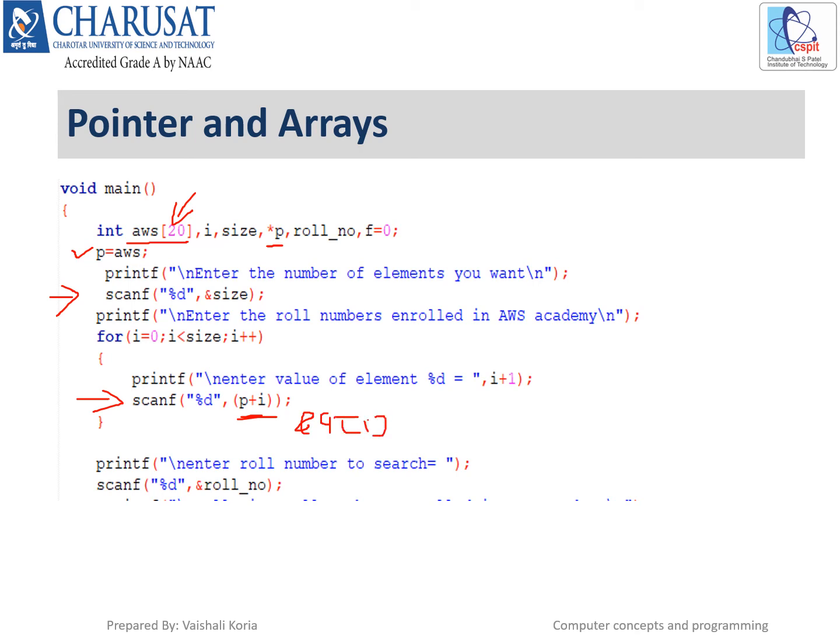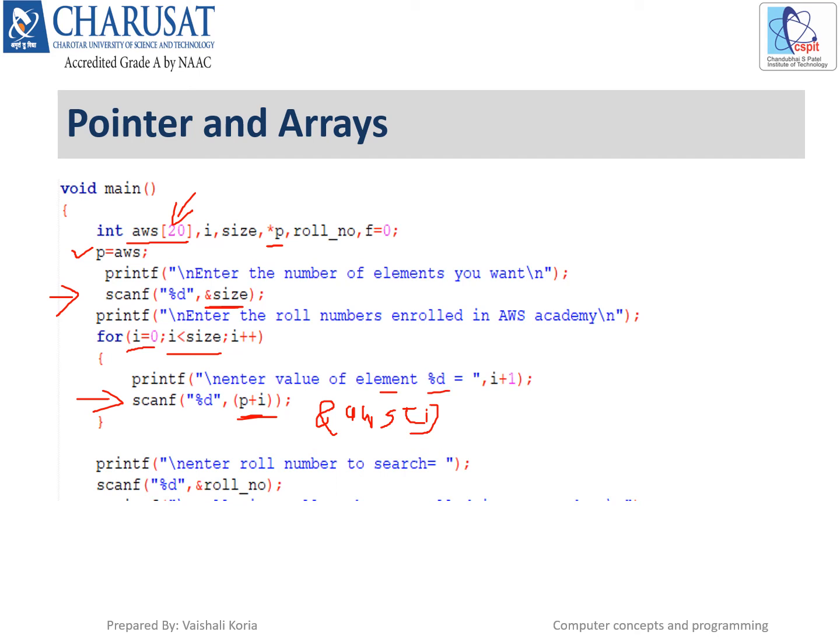Okay, but here our array name is AWS, so p plus I will give you the address of AWS I. We have not one element to enter, we have to enter the elements according to the value of this size. So here the for loop has been taken, I is equal to 0, I less than size, and the scanf statement will be executed up to the number stored in the size. Before scanning the value, we have to print the message: enter the value of element %d.